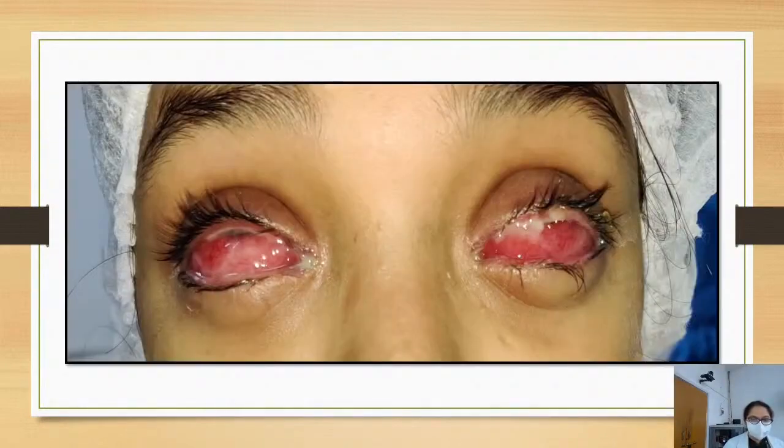Here you can see when the patient has opened her eyes, we could hardly see the cornea. In right eye, only the inferior part of the cornea is seen, and the inferior bulbar conjunctiva is quite boggy, along with matting of eyelashes. Similarly, in left eye also we could see that there is discharge which is present over the eyelashes, along with crusting and matting of eyelashes.